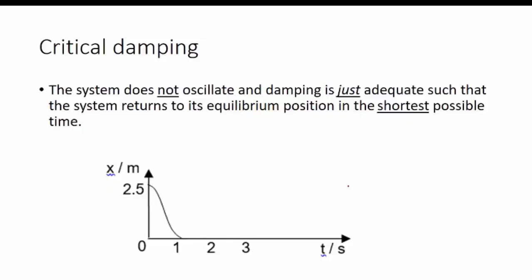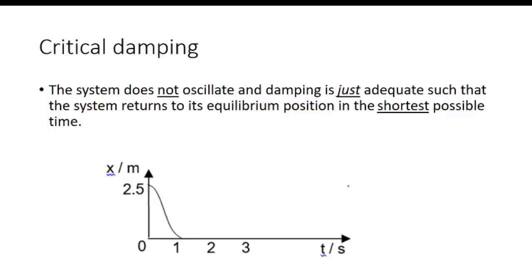Right. The next is in between. Then there's a situation called critical damping. This is a situation where the oscillator doesn't cross over to the other side of the equilibrium. There is no oscillation, but the damping is just enough so that the system comes back to the equilibrium position in the shortest possible time. So the time taken to come back is actually the shortest possible, but there is no oscillation. This is called critical damping.